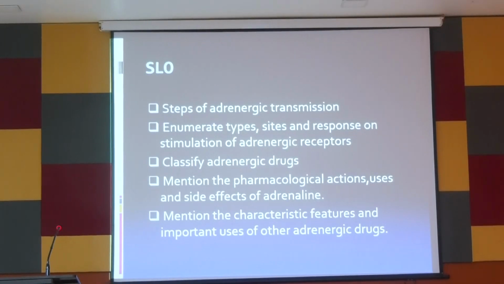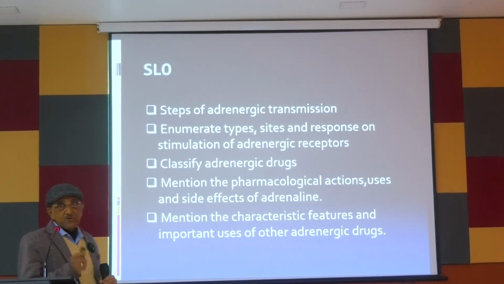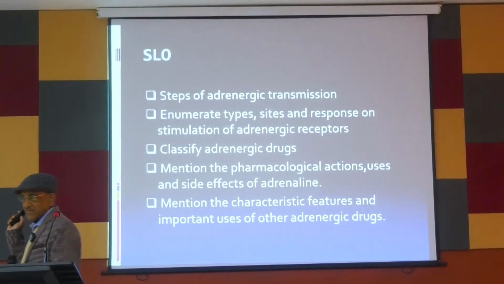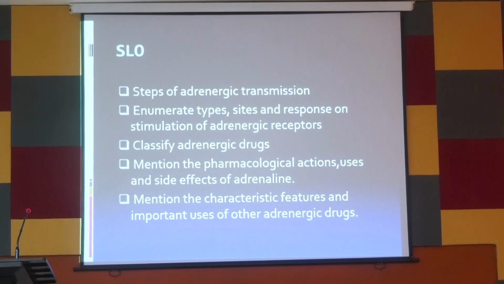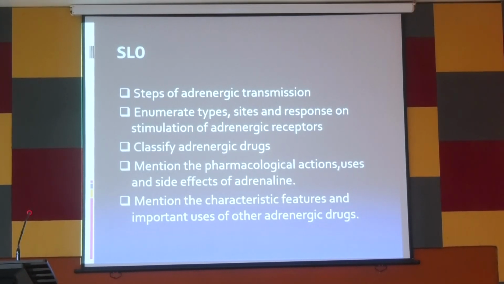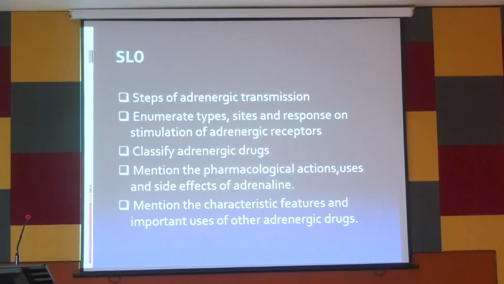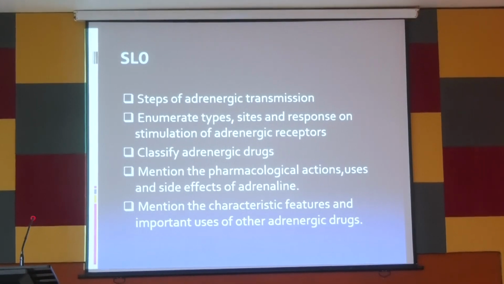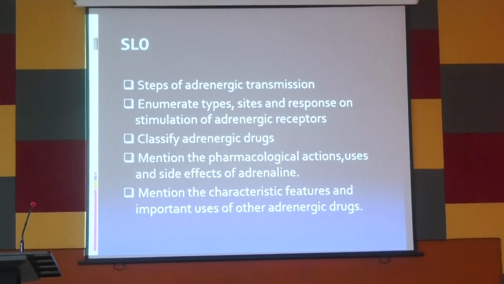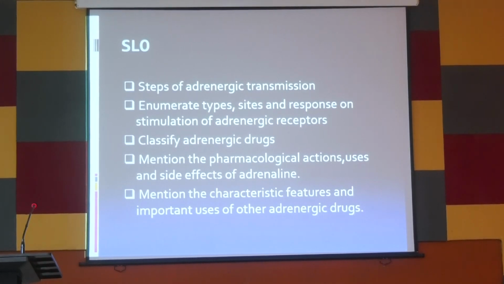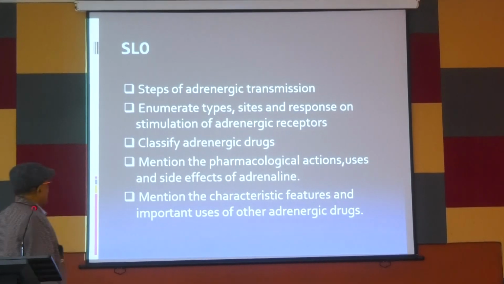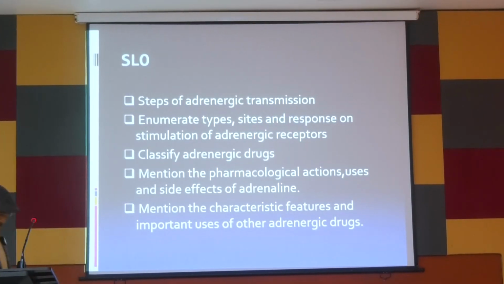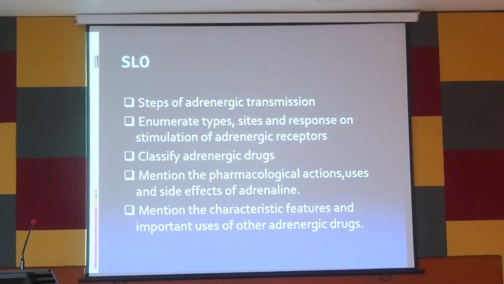These are the SLO. You write down these, what you have to read in this adrenergic nervous system. You just copy this, so it will help you later on when you are going to revise the topic before examination. So: steps of transmission, name the different drugs, that is the classification and responses, types of receptor and responses of stimulation of different adrenergic receptors. What are the different drugs present in the adrenergic nervous system?